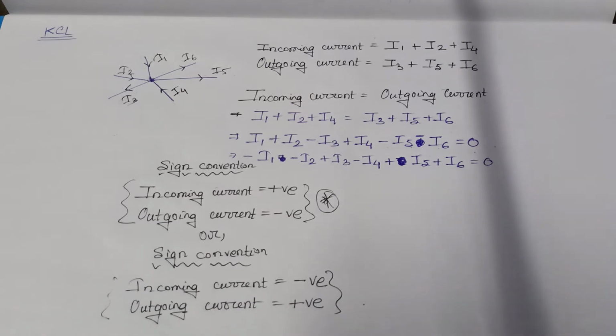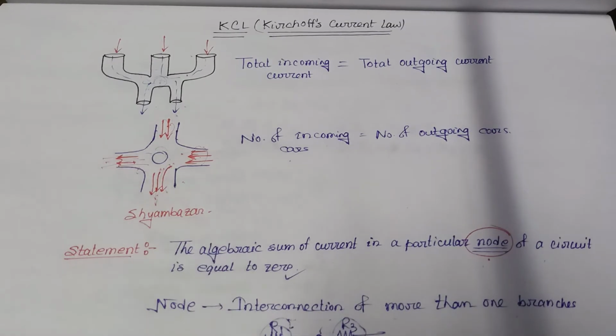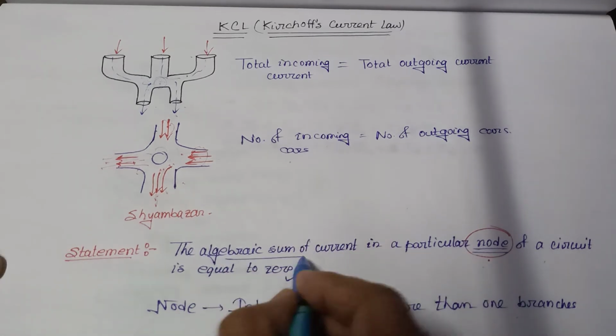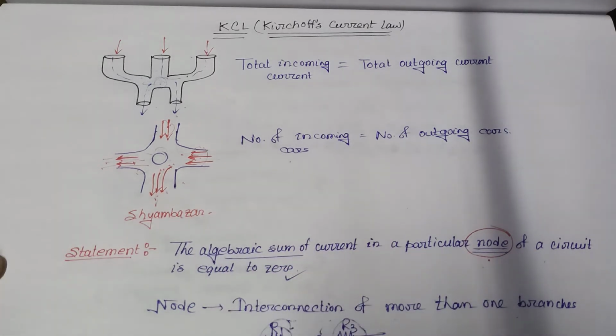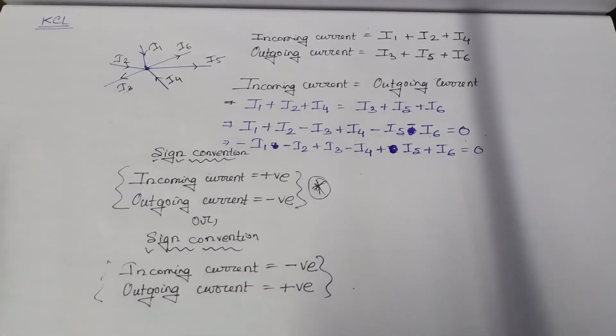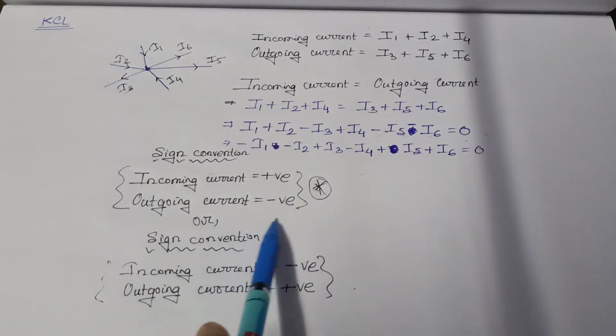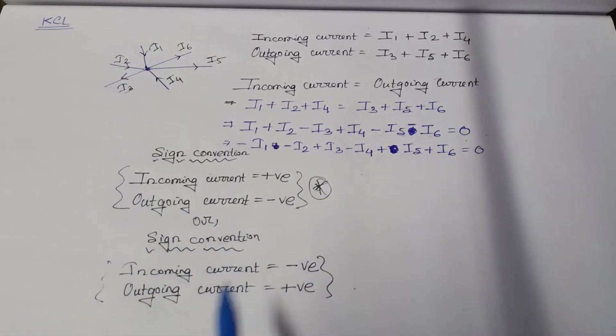Now see, the statement of KCL is the algebraic sum of current. Now what do you mean by algebraic sum of current? It means we are considering the direction also. If you are considering the incoming current to be positive, then you have to consider the outgoing current to be negative. Or if you are considering the incoming current to be negative, then you have to consider the outgoing current to be positive. The sign should be opposite to each other. Nothing more than that.